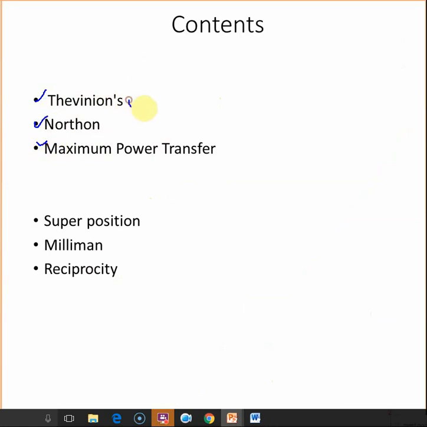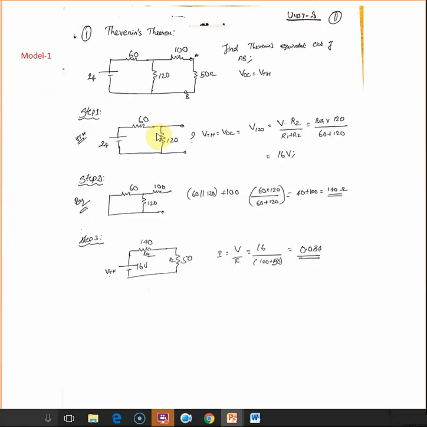If you know Thevenin's theorem, the maximum power transfer theorem you will also automatically learn easily. Thevenin's theorem and the maximum power transfer theorem are almost similar. Then Norton's theorem is just the opposite of Thevenin's theorem, which means you will proceed using duality here. Okay, fine. So let's go ahead.